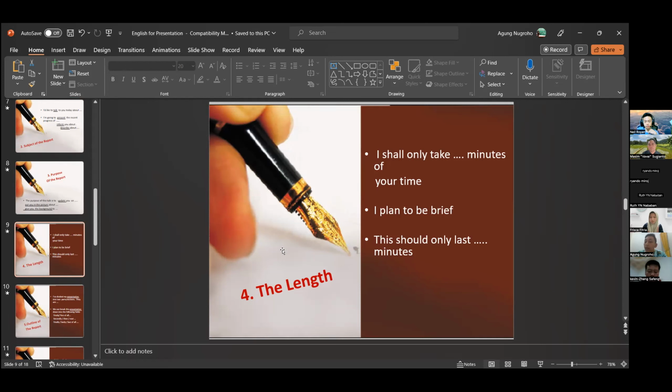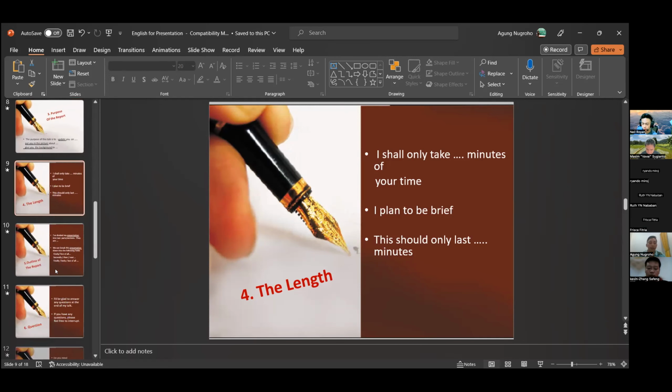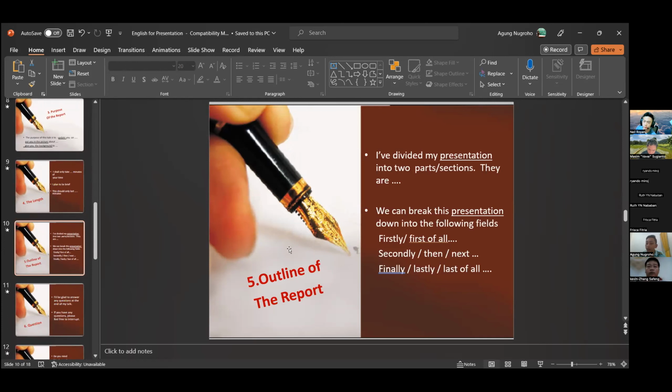I shall take less than 10 minutes of your time. So the audience will find out how long you will do the presentation, which is good. Okay. And then the outline of the report, right? The outline of the report is like this.